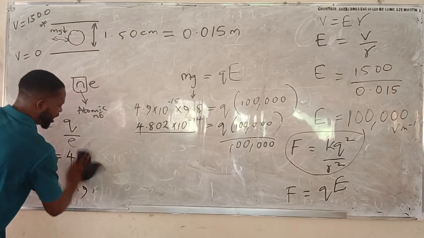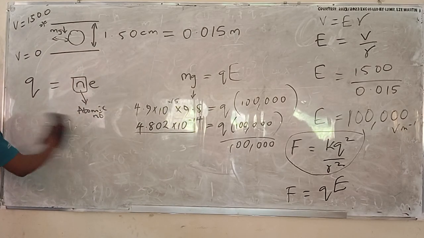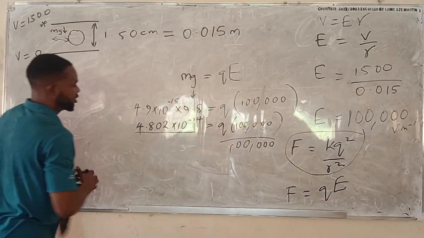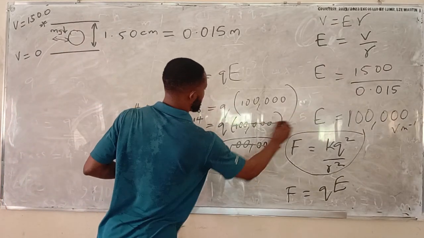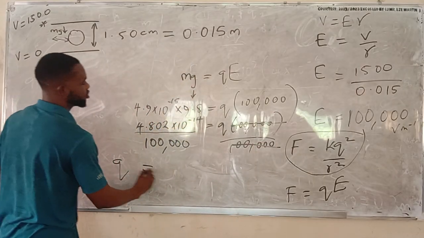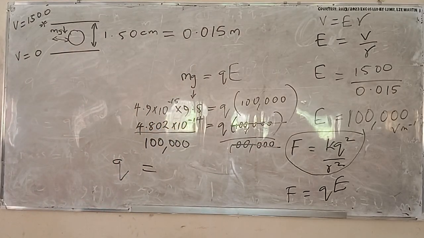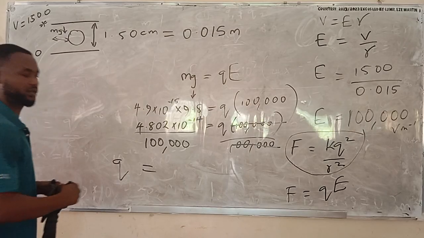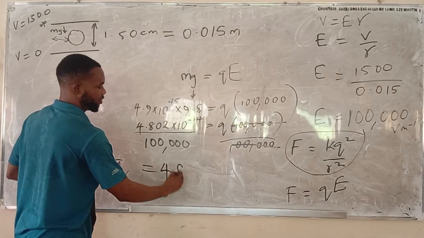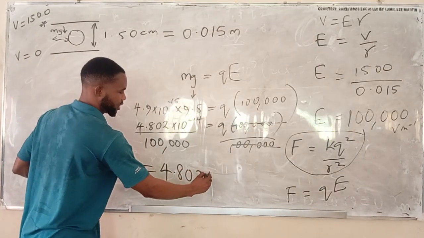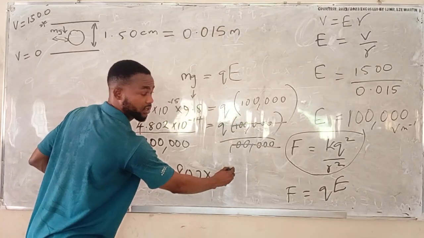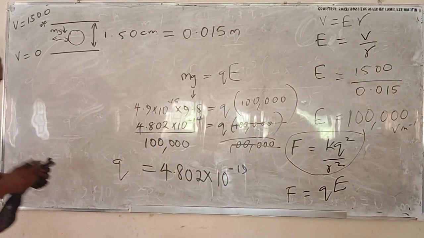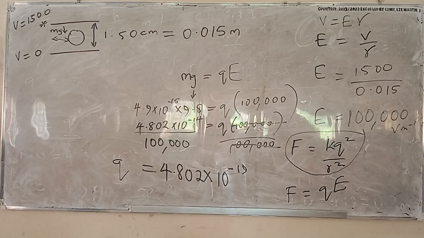This thing is not looking like my board. Just doing scatter work. So I do 100,000. So my Q, give it to me. What do you have? 4.80 times 10 to the power minus 19. Please check. Is she correct?